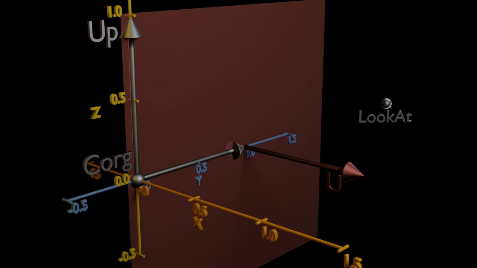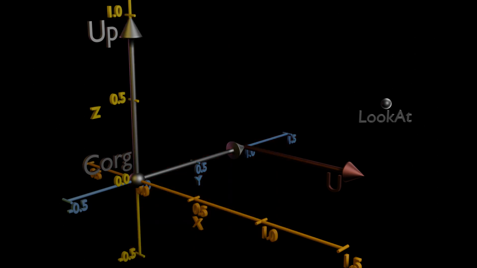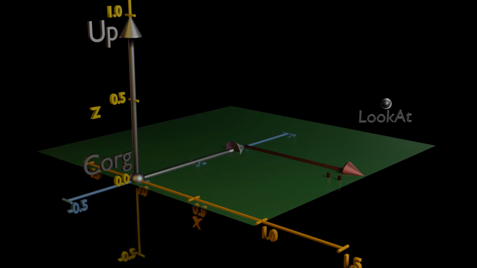Okay, so what about the v vector? Well, now that we have the u vector, we can notice that the u vector and the look-at vector form a plane, as shown here in green. The v vector is simply the normal to this plane, or in other words, the vector that is perpendicular to both the u vector and the look-at vector. We can then, therefore, calculate the v vector using the vector cross product of the u vector and the look-at vector. And that's it, really.